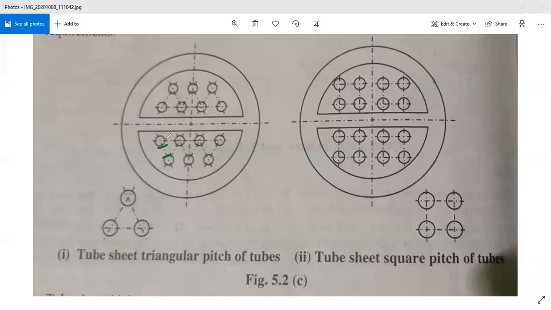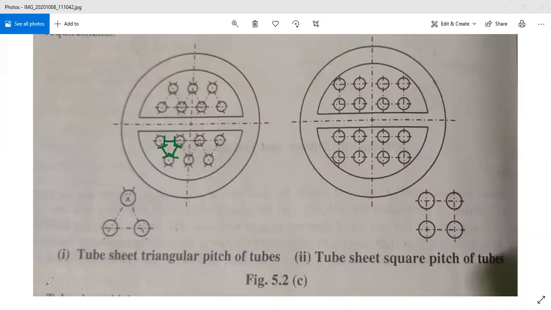So the two adjacent tubes may be this, the two adjacent tubes may be this. So this is a clearance in the tubes, right? So the pitch is the center to center distance between the two adjacent tubes, and the clearance is the difference or the space between the two adjacent tubes in the shell and tube heat exchanger.